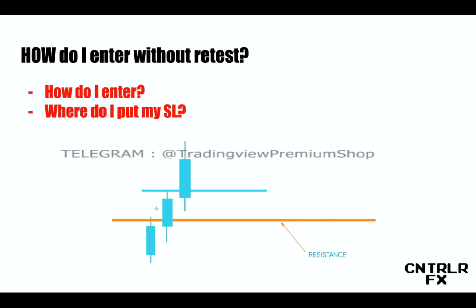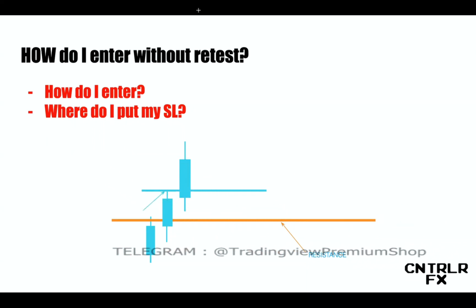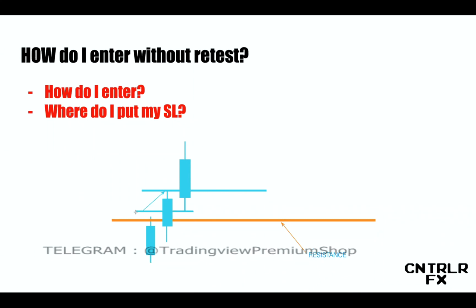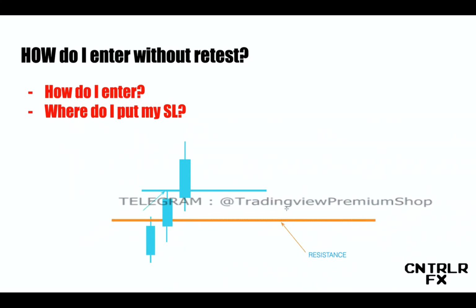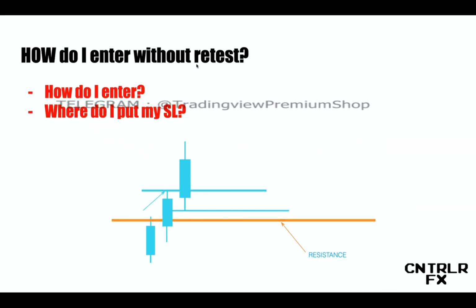So now what will happen is I'll be in this trade from here, the buy stop, and my stop loss would be right here. So stop loss would be right there. The reason why I put it here is because this is the low of this candle.